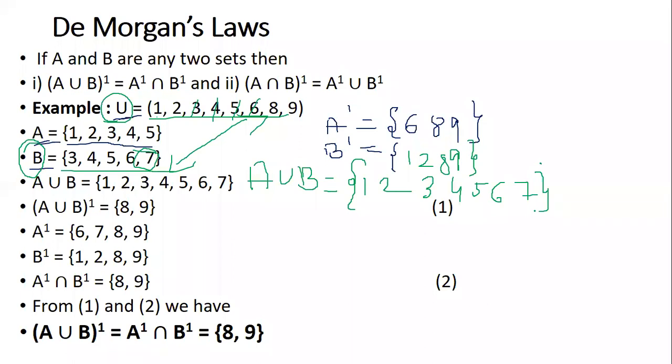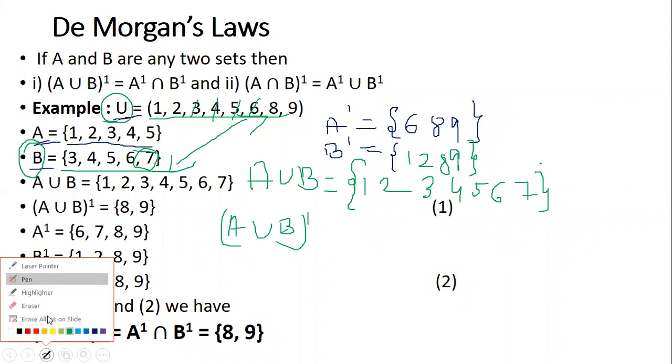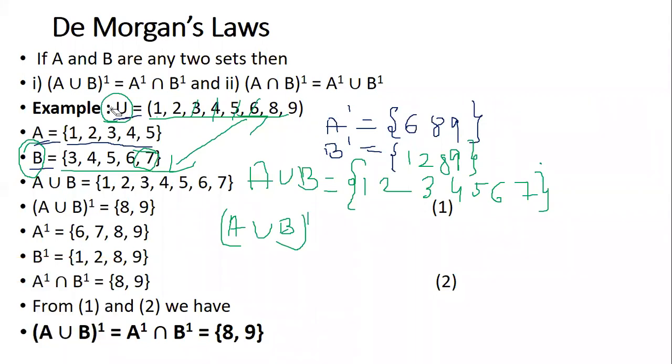Now I am supposed to find out A union B complement. Complement means again I have to compare this with which set? If I'm talking about complement, from which set should I compare this?